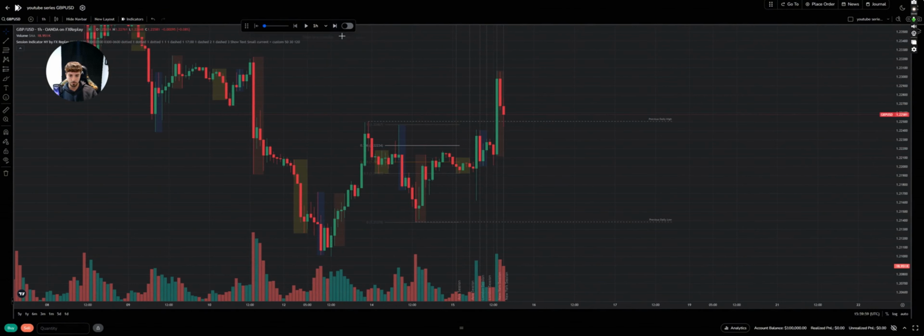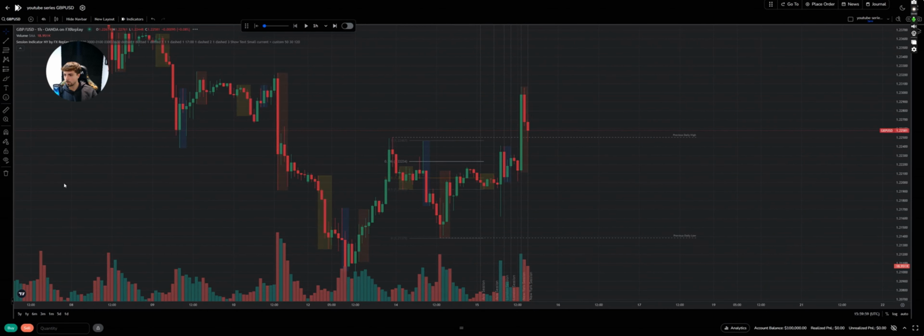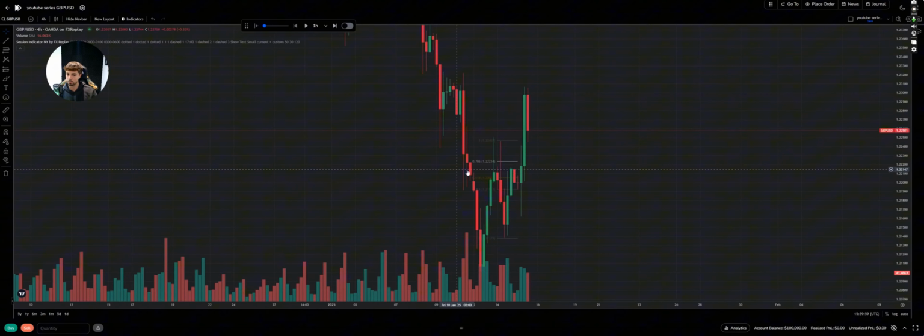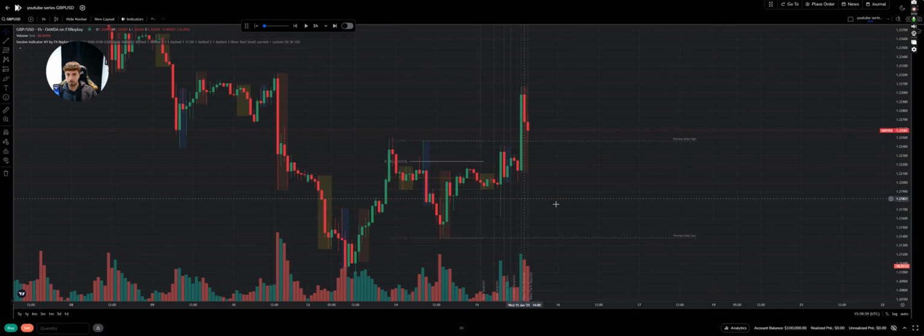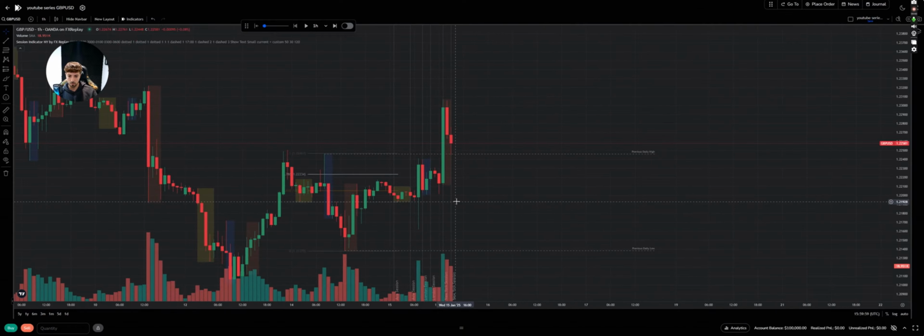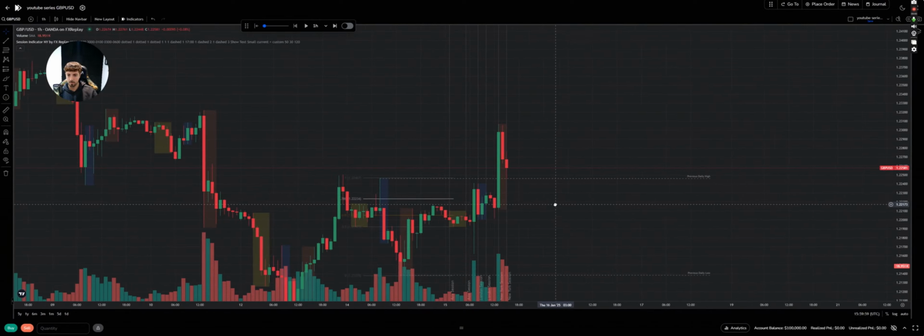Really nice energetic move up here. On the 4-hour, are we aligning with that? We have broken structure to the upside with this high here. Let's have a look at the hourly again. Hourly is looking really, really nice. But again, we're too late in the day. This is now 3 p.m. So yeah, we'll leave that one alone.